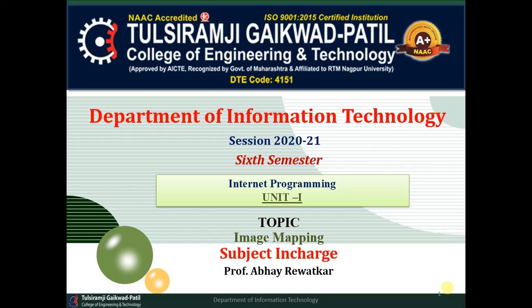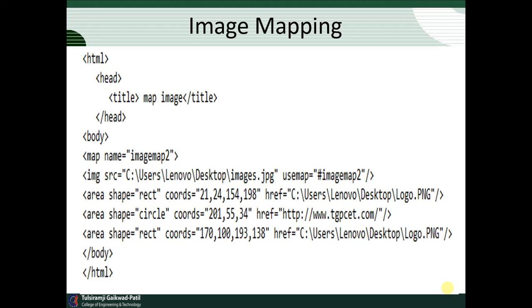Here we are going to discuss image mappings of the internet programming subject from unit number 1. This is a practical related to image mapping, how we map the image. Now, what does image mapping indicate? Image mapping shows how we create a hotspot area on a particular image.